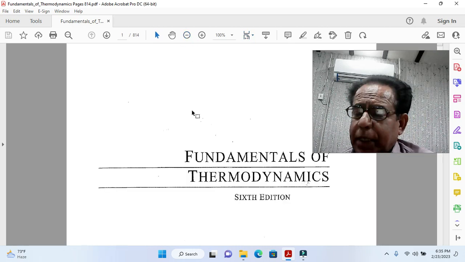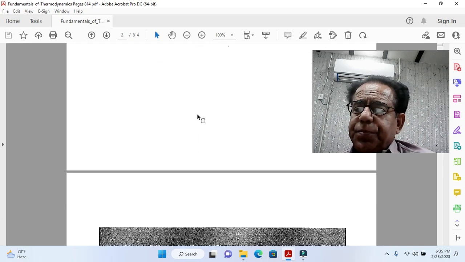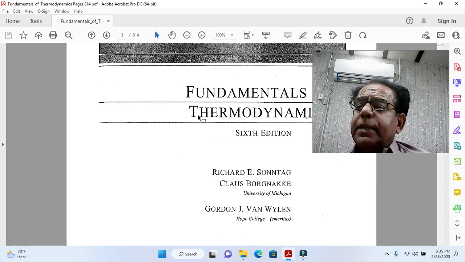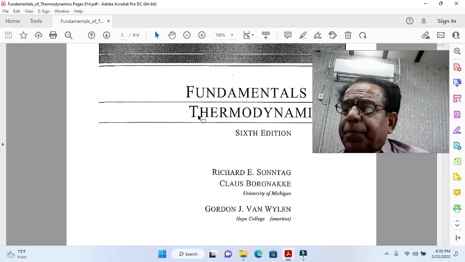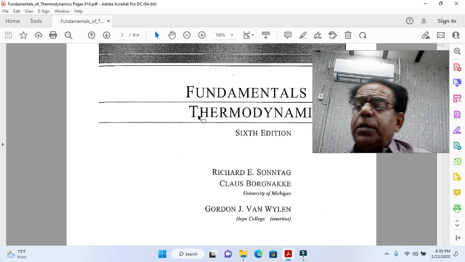Next book: Fundamentals of Thermodynamics, 6th edition, by Richard E. Sonntag, Claus Borgnakke, and Gordon J. Van Wylen.